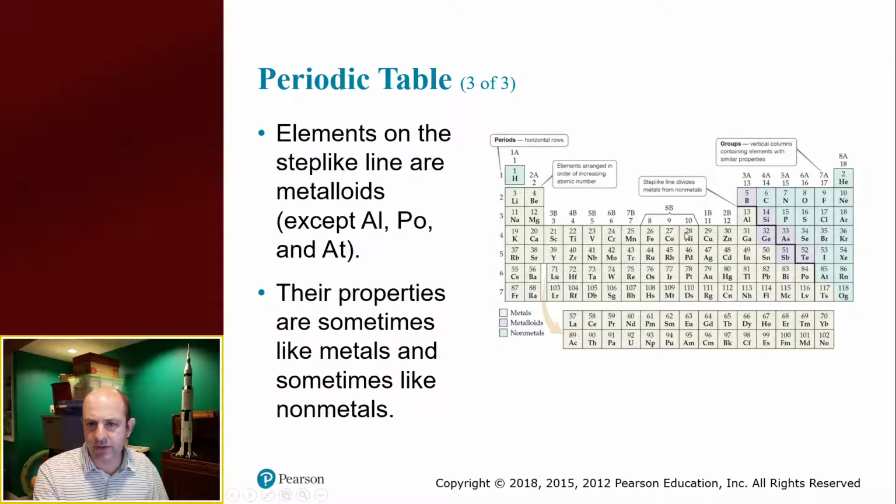And then, of course, we have the ones along the stair step. Sometimes polonium gets added in there. Sometimes I've seen astatine added in there. It kind of depends on which textbook or what year it was written. But if it's touching the stair step, except for aluminum, definitely except for that one, then we call it a semi-metal or a metalloid because they have properties that are sort of like metals and properties that are sort of like nonmetals. They're in between.